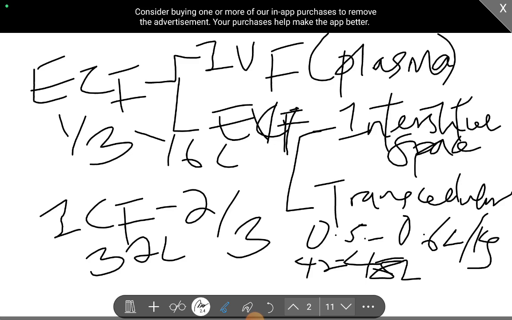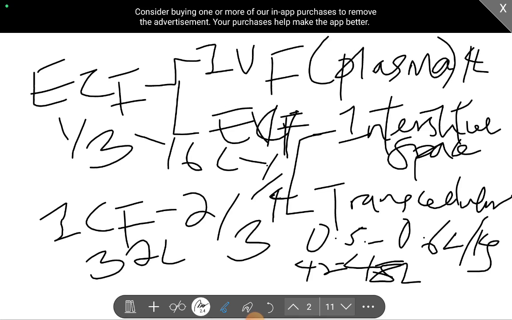Now, 16 liter. Intravascular fluid constitutes about one fourth of this 16 liter. When you take 1 over 4 of 16 liter, it's already clear: 16 divided by 4. So this is about 4 liter.